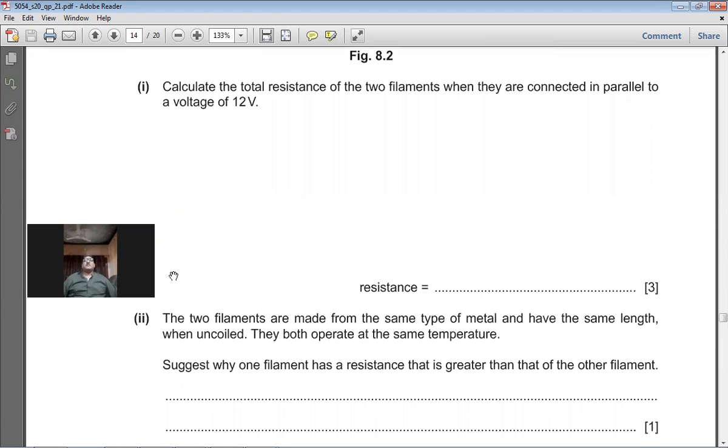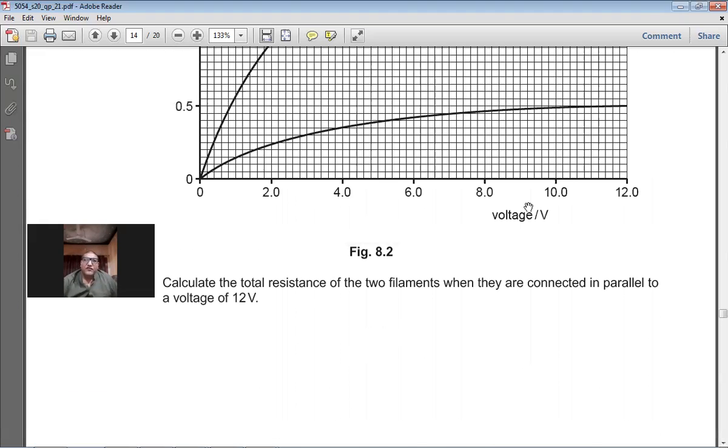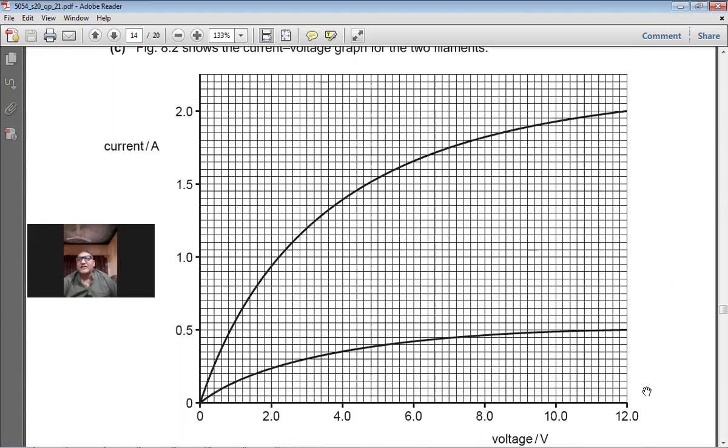He says, calculate the total resistance of the 2 filaments when they are connected in parallel to a voltage of 12 volt. One thing to understand is that when you connect the 2 filaments parallel to a battery and parallel to each other, each lamp will have a voltage drop equal to the voltage of the battery, or EMF of the battery. So the voltage drop on filament number 1 will be 12 volt, and the voltage drop on filament number 2 will also be 12 volt. So from this graph I can tell one thing, that when the filament number 1 voltage drop is 12, the current will be 5.